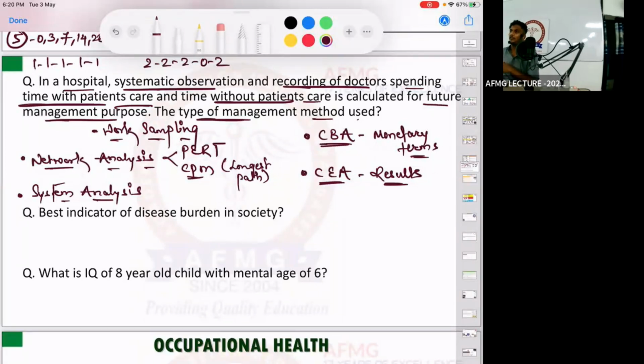PERT and CPM are a part of network analysis. When more than 2 health programs are compared, it is known as system analysis. And when in a profession we compare the groups, it is known as work sampling.